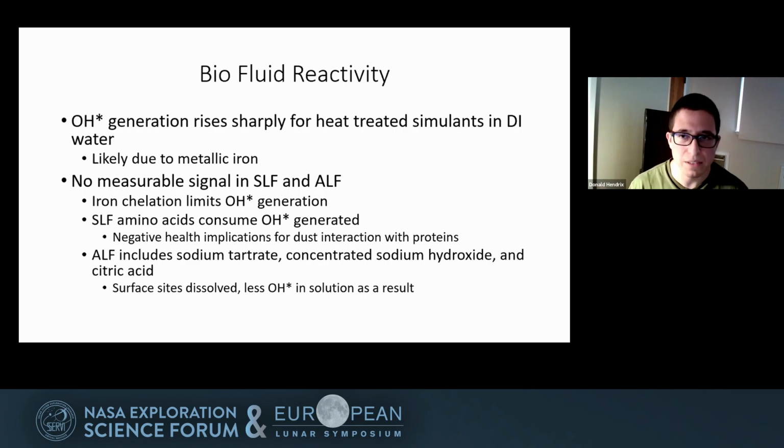And as for the artificial lysosomal fluid, it includes compounds like sodium tartrate, very high levels of sodium hydroxide and citric acid. And so it's possible that some of these reactive sites on the surfaces of these dust grains may, in essence, be washed away or dissolved before they have a chance to make OH radical.